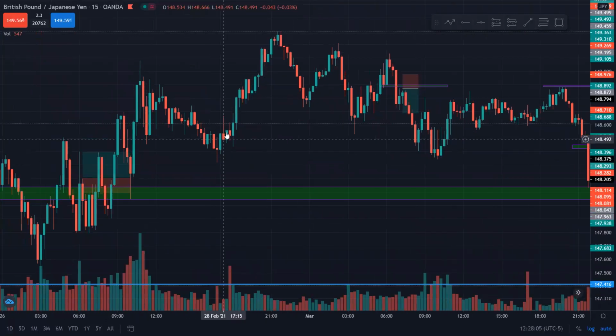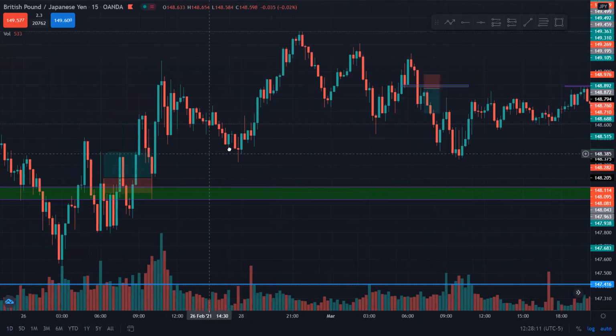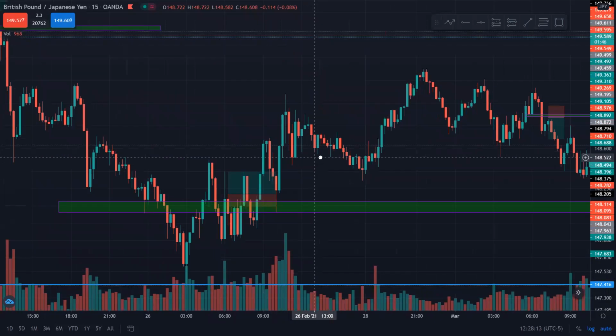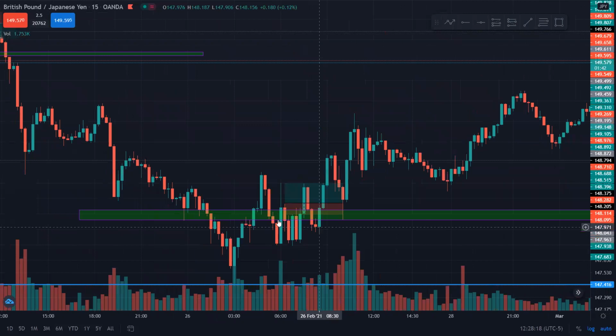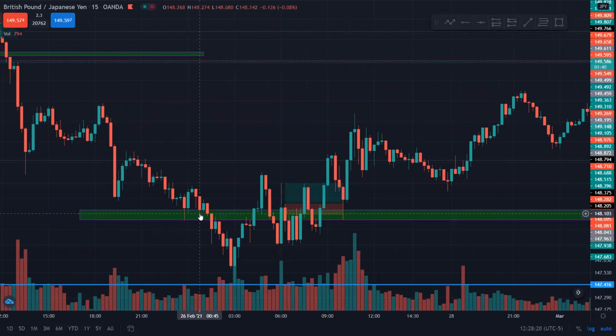Let's keep going. I can do this all day. This is what you guys wanted to see, no? How I trade. This is the trade I took. This was last week on the 26th. So look at this support level. Found support, resistance, broke, came above. All this in the London session.